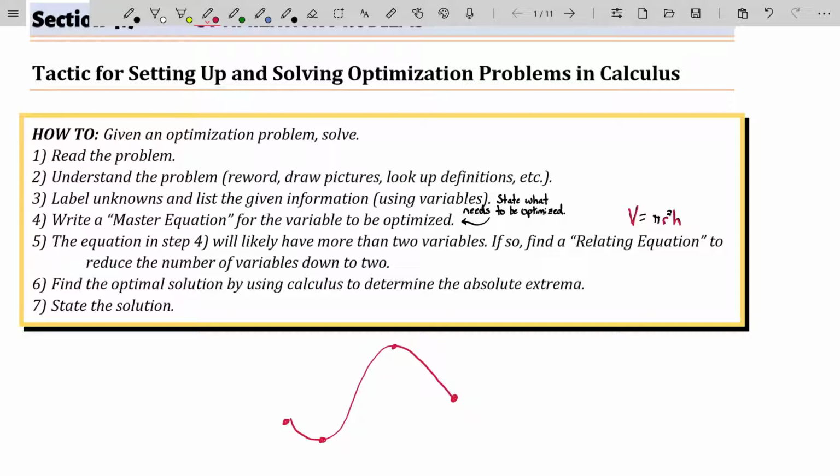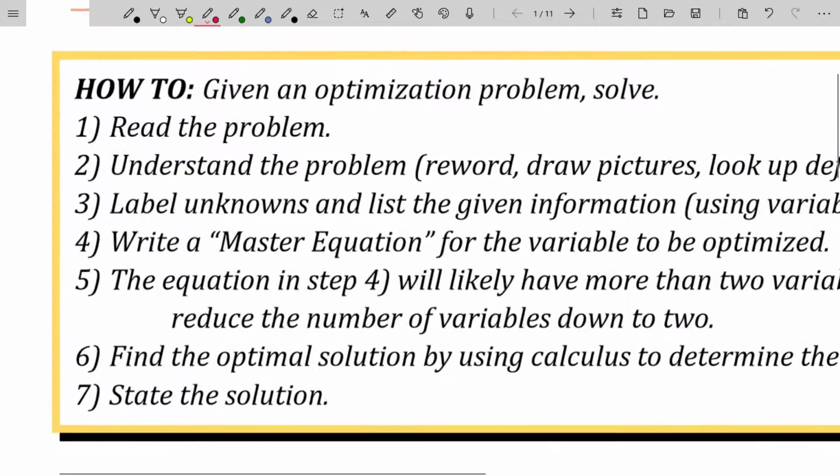Well, in a lot of the application problems, your curves will only have one critical number. And if you're trying to minimize, that critical number is likely going to be the absolute minimum. Now, I'm not saying it's always the case, but for the most part, whatever critical number you get is the optimal solution. So that's just a heads up. And finally, you want to state your solution.